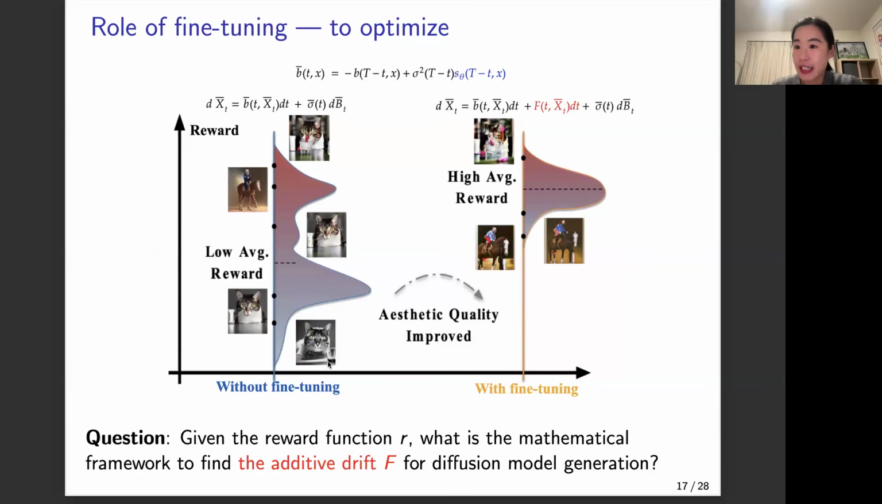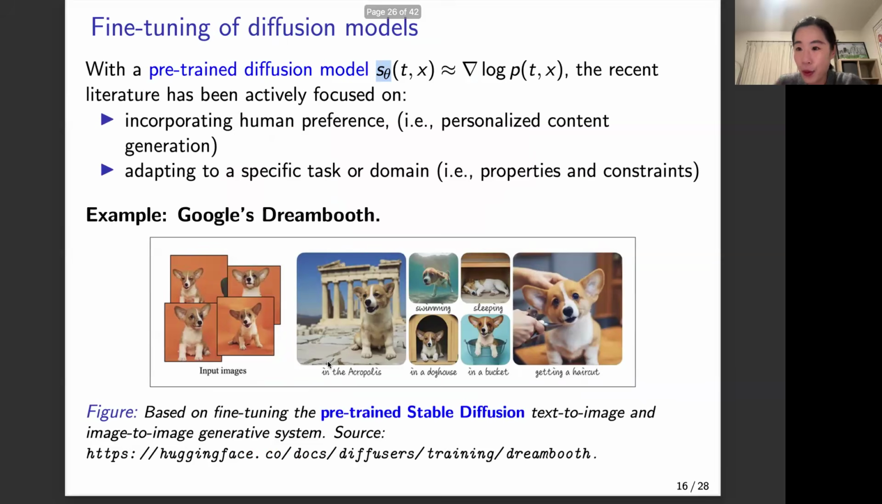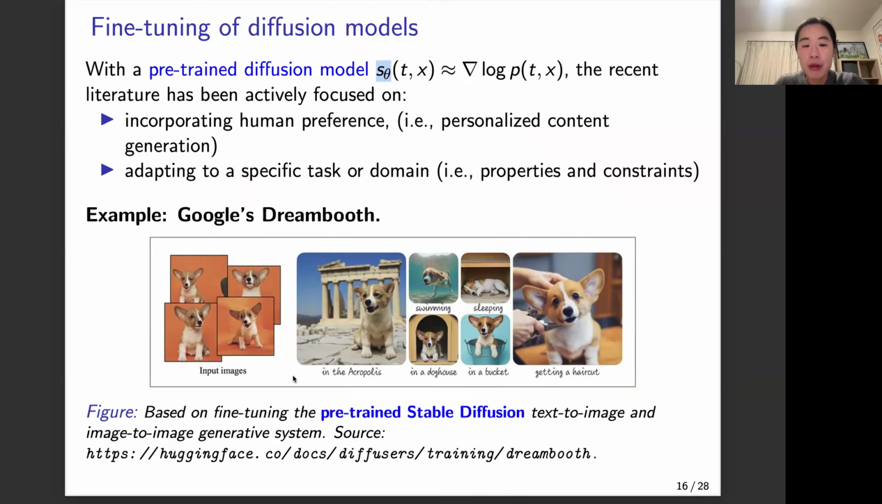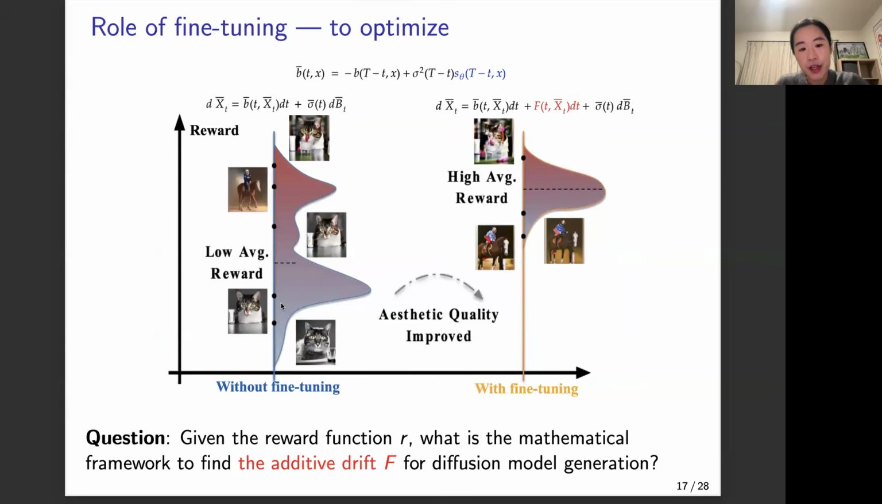Mathematically, we need to formulate that as an optimization problem that we can write down. So let's think about what the objective function would be if we want to formulate this fine-tuning problem. First of all, these fine-tuning problems usually come with a human preference or a reward function. On the left is the output of our well-trained diffusion model without fine-tuning by the reward function. Think about this as the output distribution.